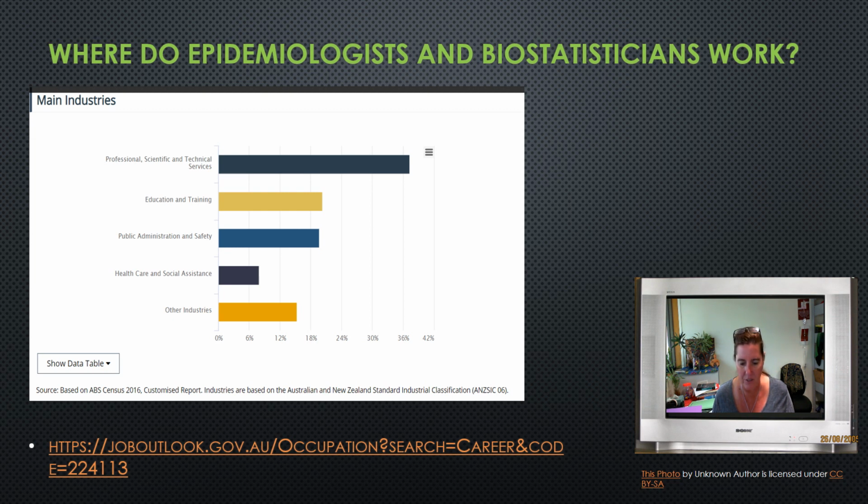Biostatisticians are developing and applying statistical methods to scientific research in health-related fields. Again, we're working across areas such as medicine, epidemiology, and public health. It's a really important role, as we've outlined, particularly when it comes to designing studies and analysing results.